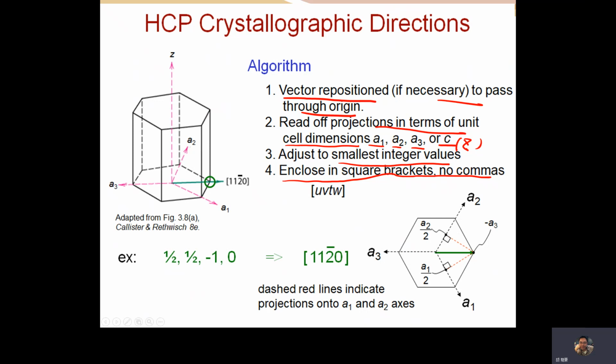Okay, let's look at the example in the HCP unit cell. For example, if we have a direction, we have the crystallographic direction, and how do we find it, how do we define it? We have to read out projections in terms of unit cell dimensions. Therefore, let's look at this figure. This is our direction right here, and we have to read out the projection on a1 and on a2. And here is the origin.